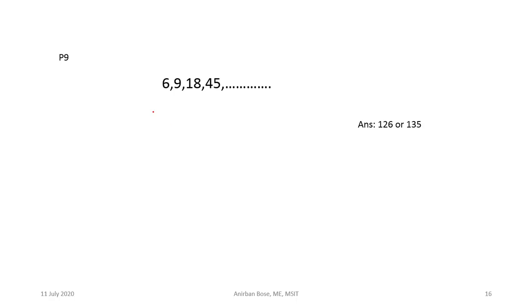Now see this problem. Here it is 6, 9, 18, 45. Okay, so if you just find out the difference, it is not a multiplicative series, not increasing so fast. Find out the difference. So difference is 3, then 9. Okay, then 27, right?